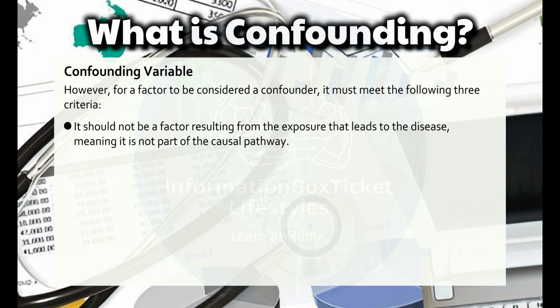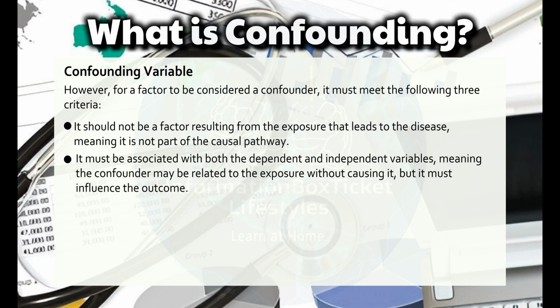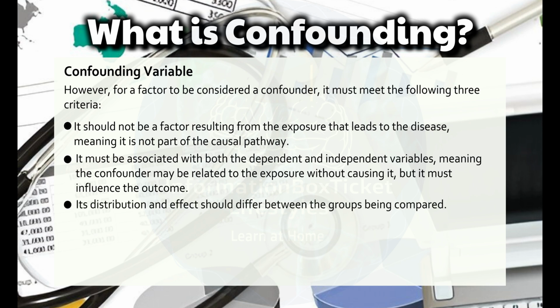It should not be a factor resulting from the exposure that leads to the disease, meaning it is not part of the causal pathway. It must be associated with both the dependent and independent variables, meaning the confounder may be related to the exposure without causing it, but it must influence the outcome. Its distribution and effect should differ between the groups being compared.